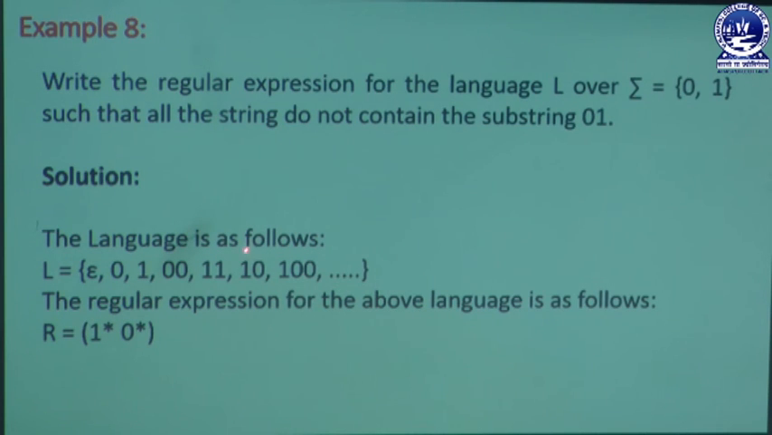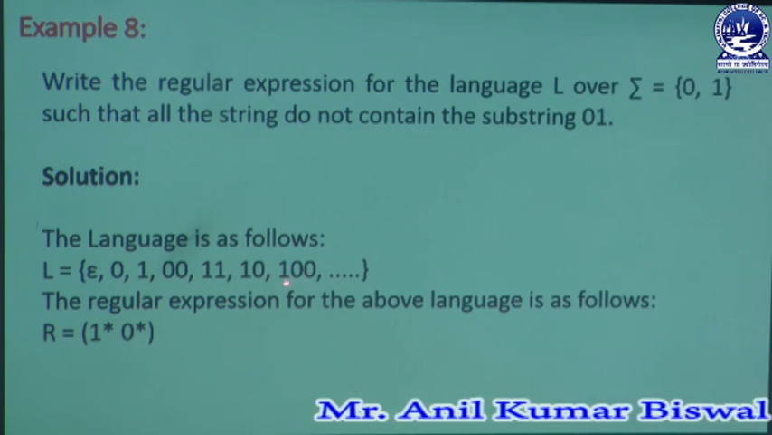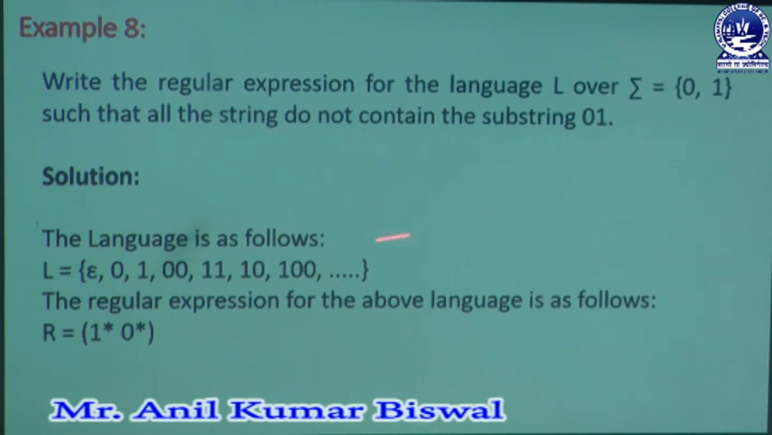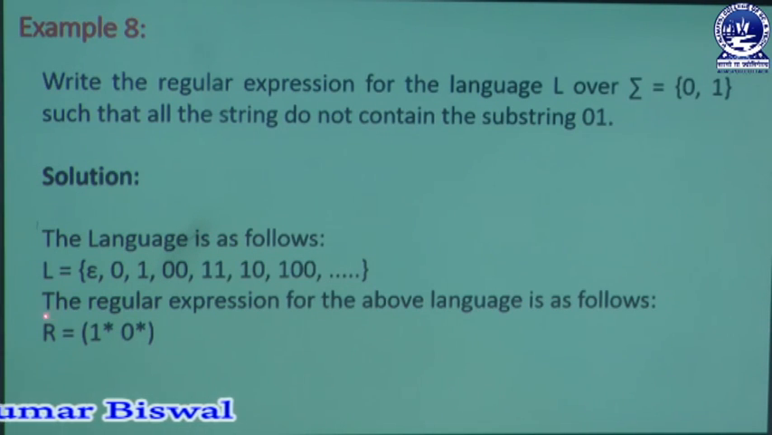So the language is as follows: L equal to epsilon, 0, 1, 00, 11, 10, 100, and so on. Beyond this format we do not get the output. The regular expression for the above language is R equal to 1 star then 0 star. 1 star means we may have an empty string, or more than one 1.